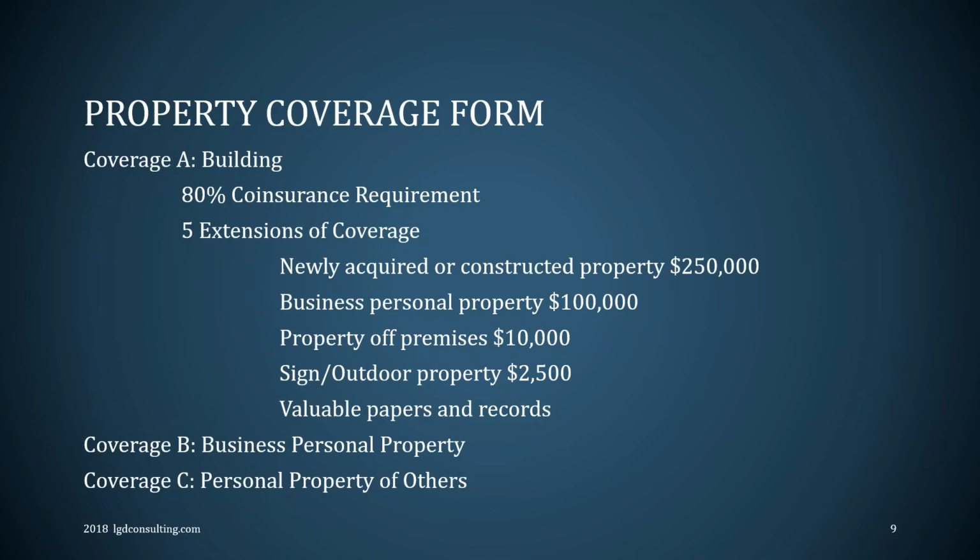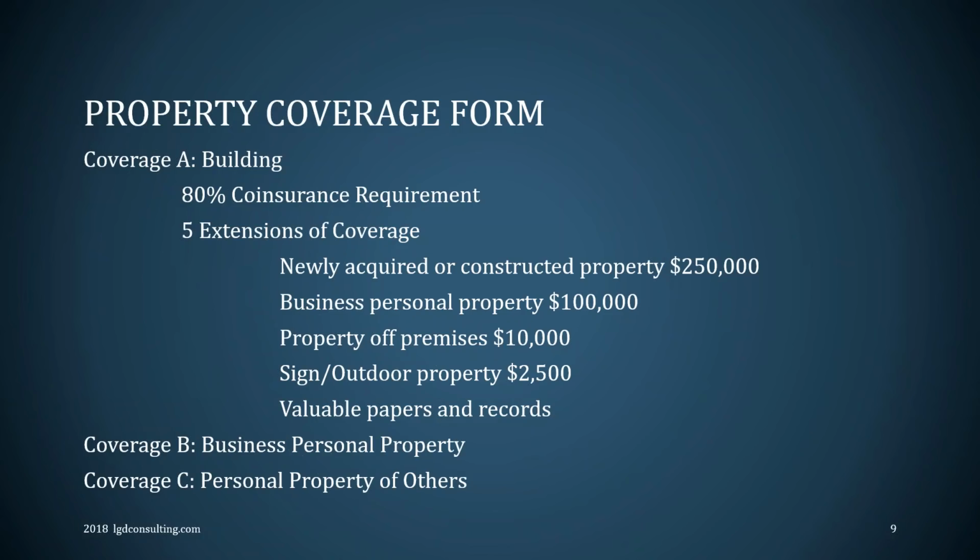Okay? So that's the difference between endorsement and extension. Endorsements are an additional charge. Extensions are free as long as you have 80% of coverage to the value of the property. So there are 5 extensions, starting with coverage on newly acquired or constructed property. We'll give you $250,000 for that. Maybe you bought a new building or you finished building one and haven't transitioned to the property policy. While you're transitioning from the builder's risk to the commercial property coverage, we'll give you $250,000 of coverage for that building. We'll also give you $100,000 for business personal property in that new building that you bought or that was completed.